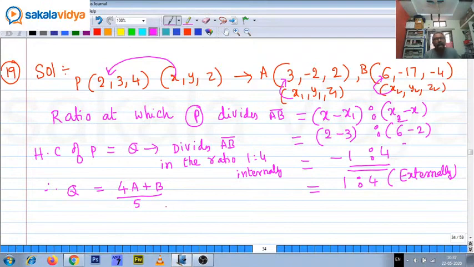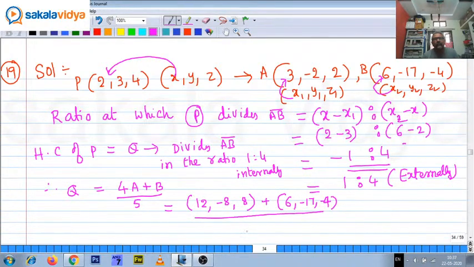Let us do it now. So that means 4A, 12 minus 8, 8 plus B. What is B? B coordinates are 6 comma minus 17 comma minus 4, upon 5. Just simplify it. What do you get as the answer now? 18 by 5, am I correct? Minus 25 by 5 is minus 5. 8 minus 4 is 4, so 4 by 5.